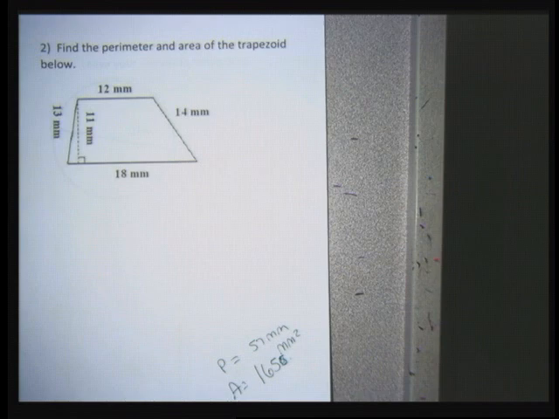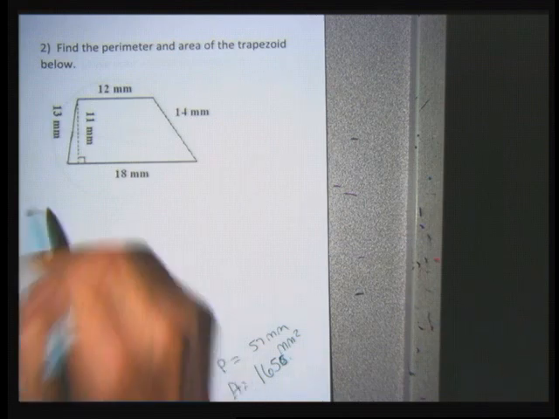Okay. Number 2, find the perimeter and the area. The perimeter is just of a figure that has straight line sides. It's just adding up the lengths. And the units aren't going to have a square or a cube. They're just going to be linear.